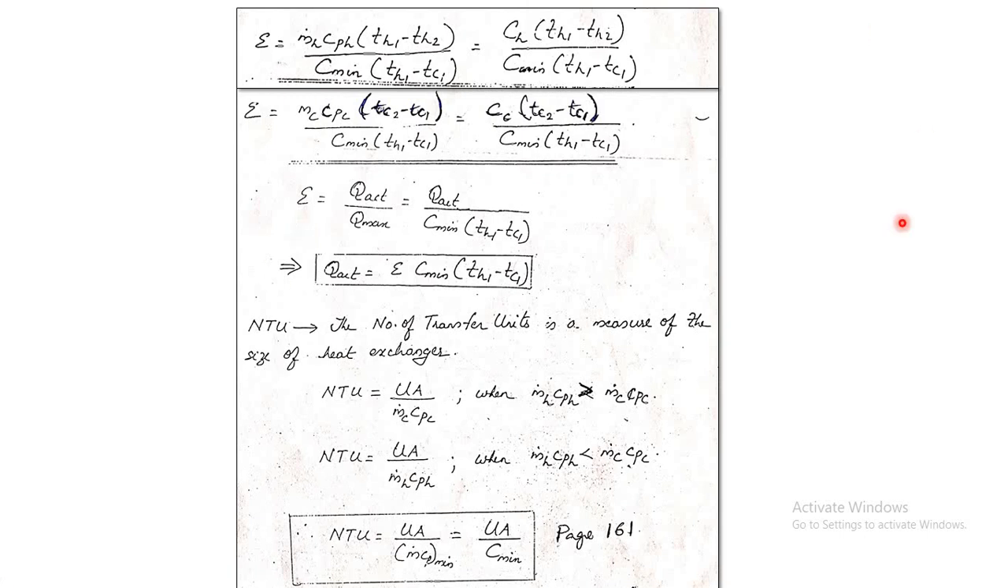So effectiveness is equal to Q actual divided by Qmax. Use this equation to get Q actual: the effectiveness multiplied with the maximum heat transfer, that is C minimum times Th1 minus Tc1. C minimum is either mhCph or mcCpc, whichever is minimum.